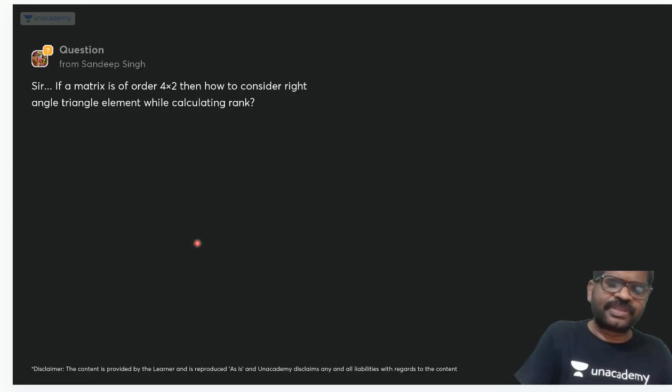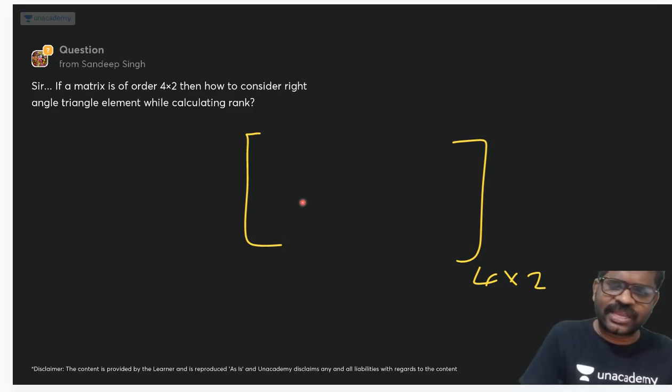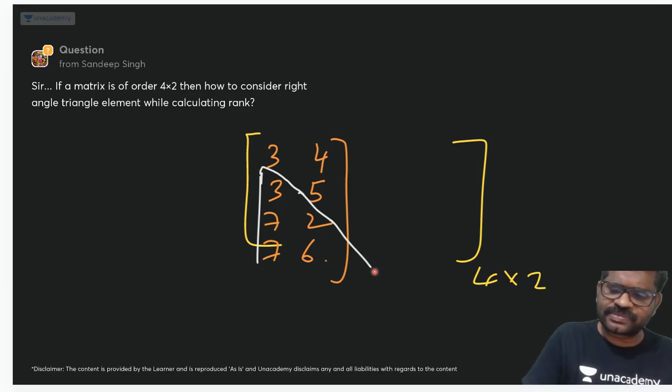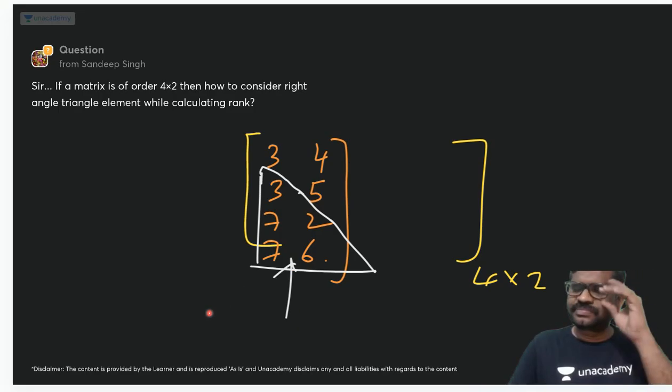Mr. Sandeep, your matrix is 4 cross 2. No problem, you can create. I never said right angle triangle; I said you can create. Suppose you have 4 cross 2, 4 rows, 2 columns: 3, 4, 3, 5, 7, 2, 7, 6. Form a right angle triangle like this. It covers one element, two elements. Reduce all the entries covered by this right angle triangle. Thank you. Good night.